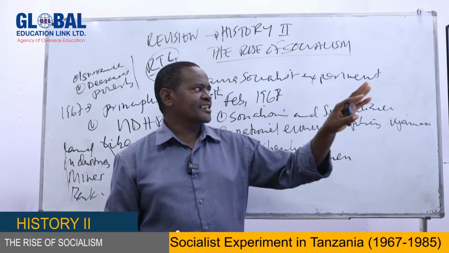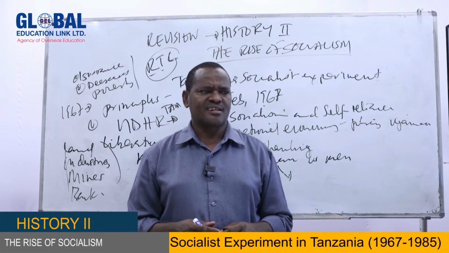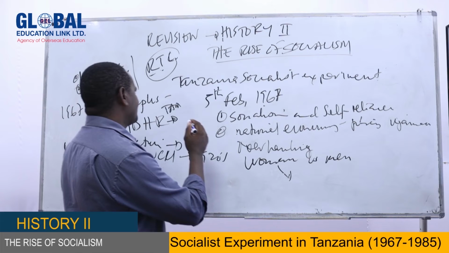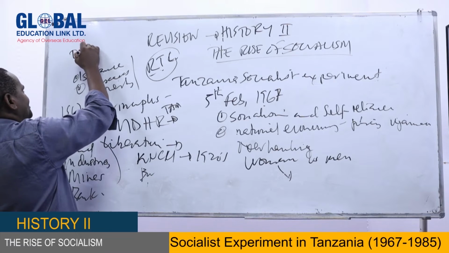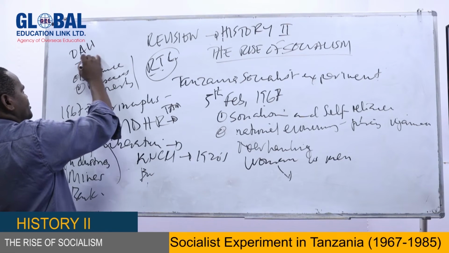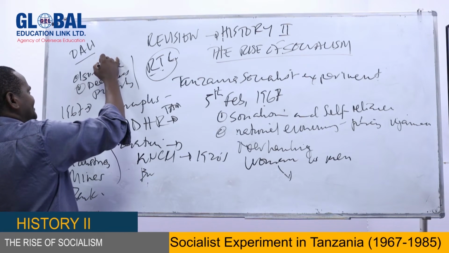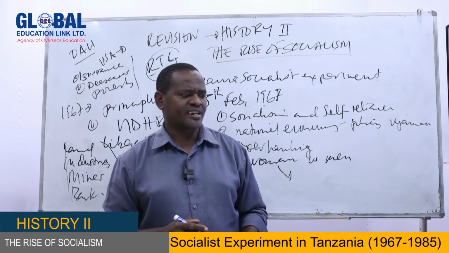Another principle, or essence, of the Arusha Declaration is to see the government cooperate with other states in bringing African unity. Tanzania believed in African unity. We believe that Africa should be one. We believed in the formation of the so-called Organization of African Unity, OAU. Even though, remember, some people during those days wanted to form the so-called United States of Africa, people like Dr. Kwame Nkrumah. This is what Tanzania has dedicated, and that is one of the principles of the Arusha Declaration: to make sure that Tanzania cooperates with other states in bringing about African unity.